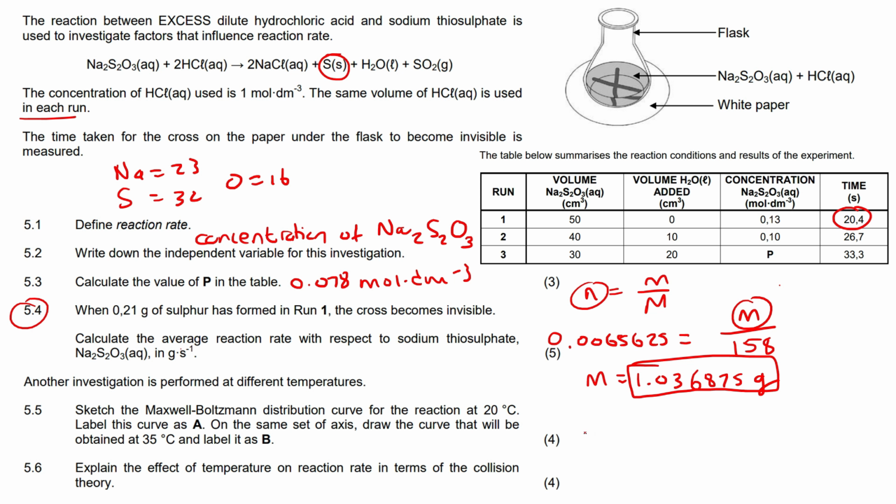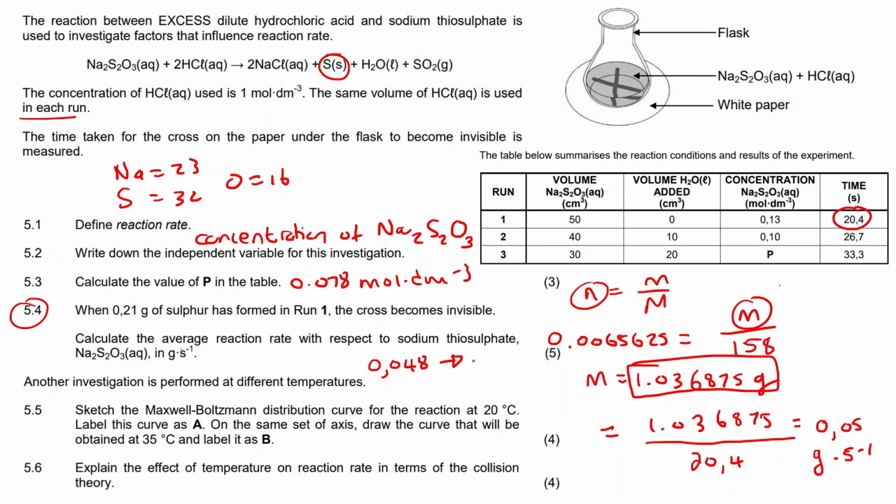And so the reaction rate is then going to be that number divided by the amount of time in seconds, which is 20.4, and that gives us our final answer. So now I would say 0.05, and the units of that would be grams per second. I'll give you what the answers are allowed to be now. Okay, so the answers that you're allowed to get is anywhere between 0.048 and 0.08. Okay, you can get anywhere between that.